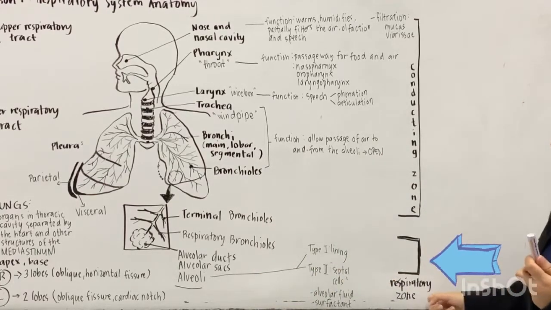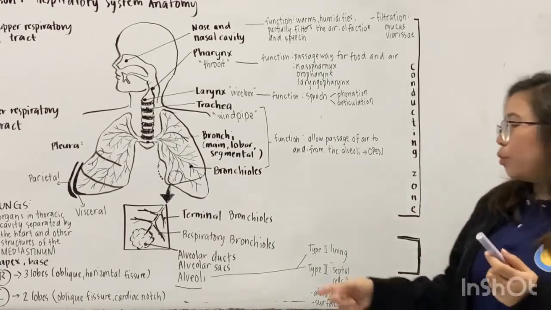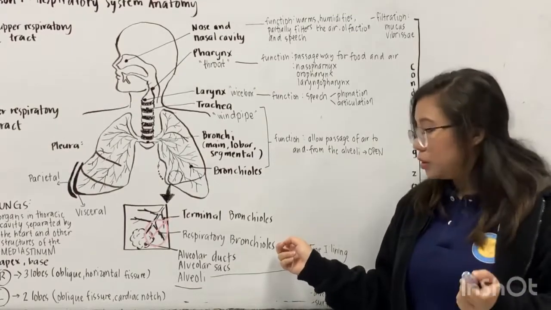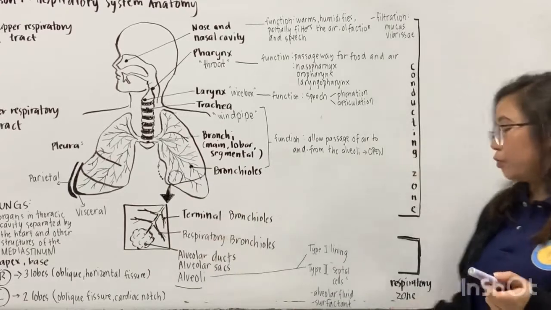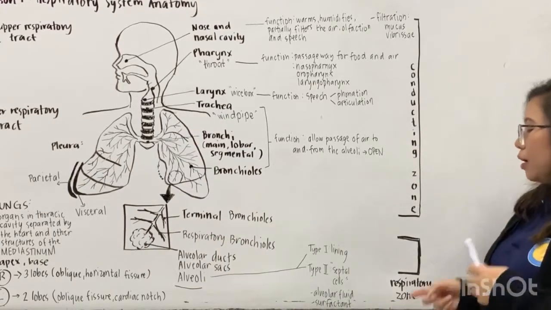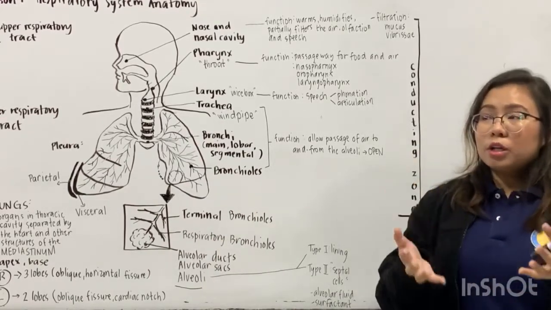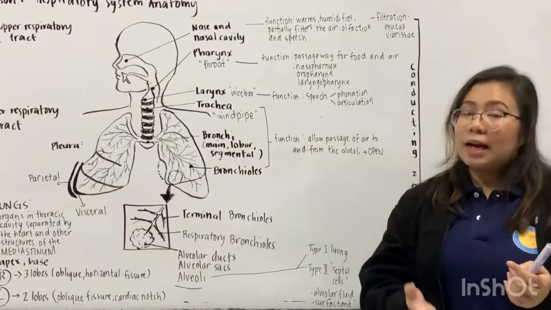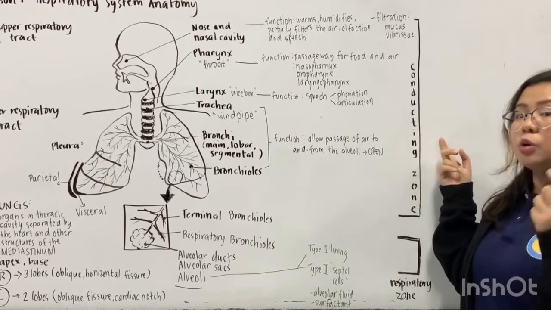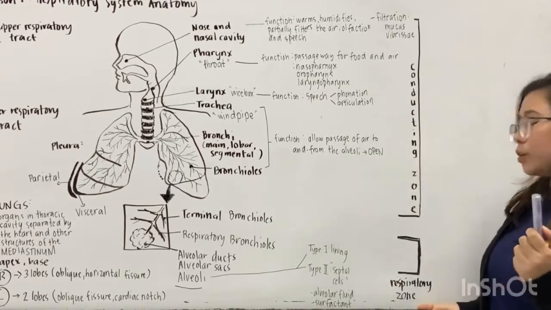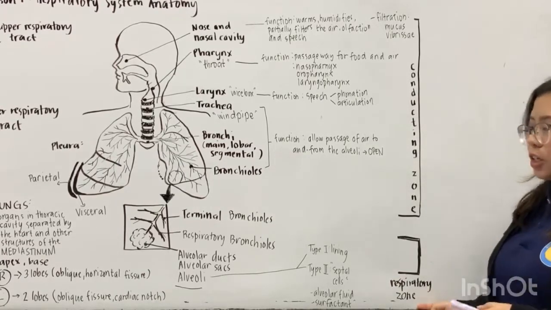You have your respiratory zone. It is composed of your respiratory bronchioles down to your alveoli. All of them are part of your respiratory zone. The function of your respiratory zone is gas exchange. Again, conducting zone: passageway of air, no gas exchange. Respiratory zone: for gas exchange.